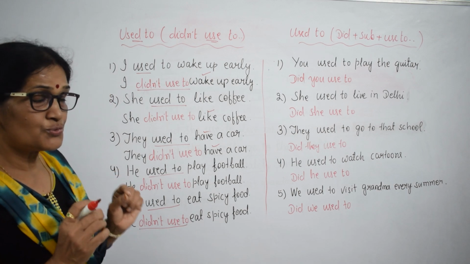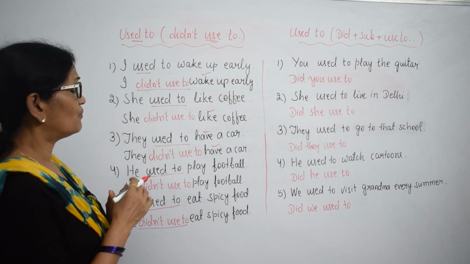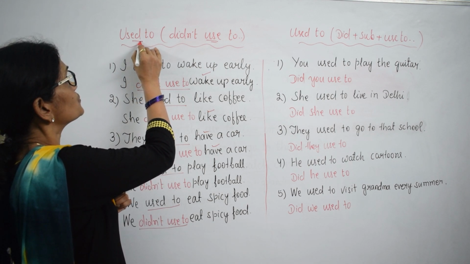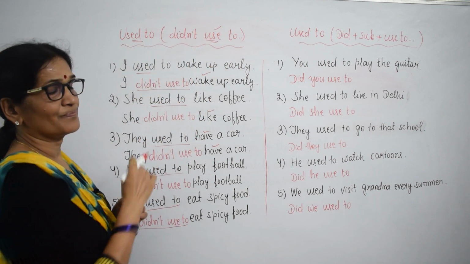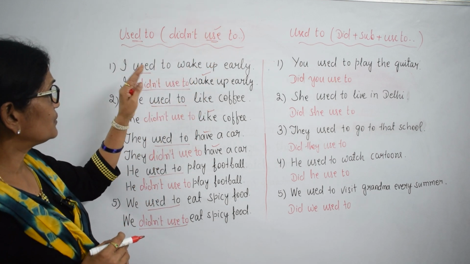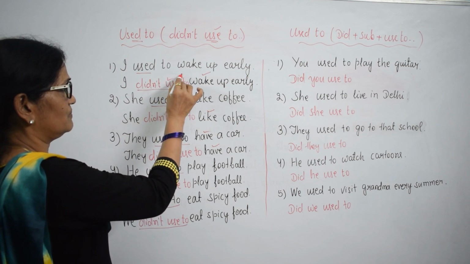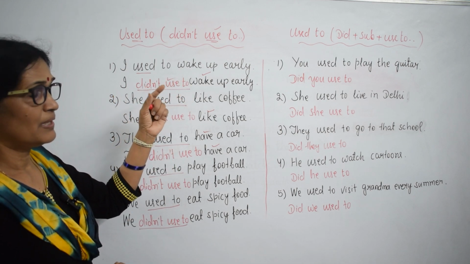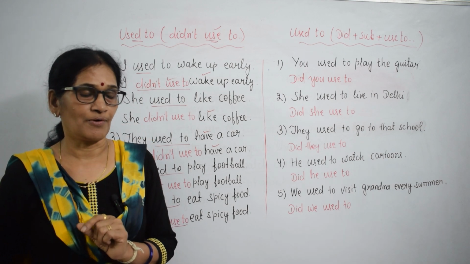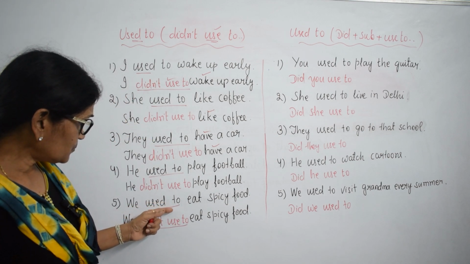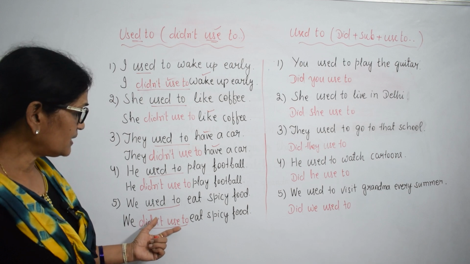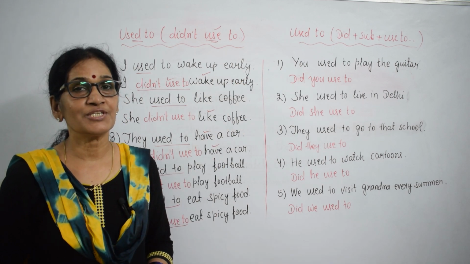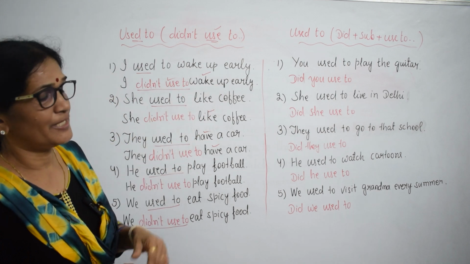Remember, students often make mistakes while they are using the negative form. There also they use "used" instead of "use". Okay, so don't forget to use "use" without D. Right? I didn't use to, and the main verb is in the base form. We used to eat spicy food. We didn't use to eat spicy food. Okay. Then we'll see how to change a sentence into interrogative.